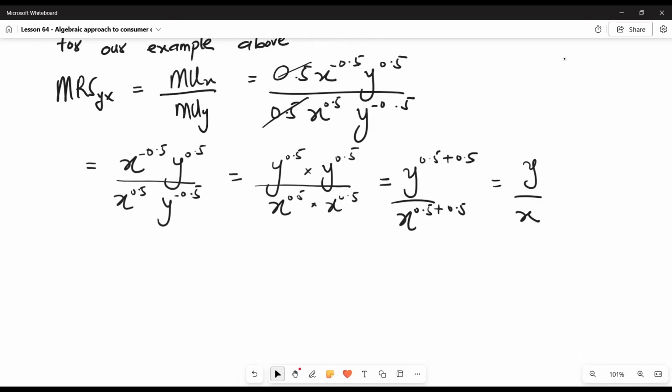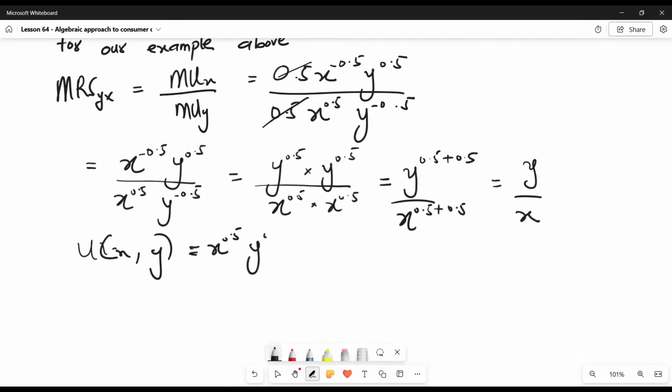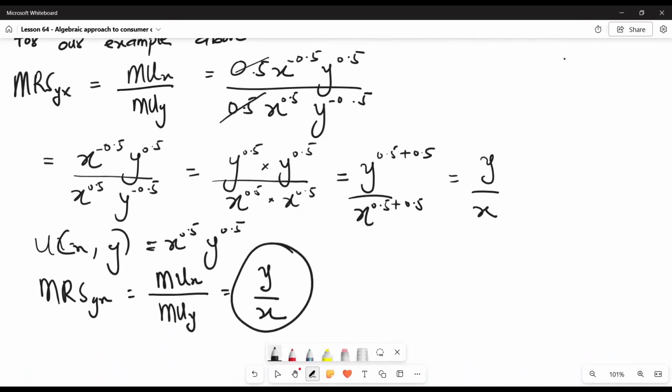So what we have shown here is, given our utility function as x raised to the power 0.5 multiplied by y raised to the power 0.5, our marginal rate of substitution, which is the slope of the indifference curve and can also be written as the ratio of the two marginal utilities, is y over x. So this y over x shows the rate at which the consumer trades off between the two goods. So this is all that we have on our lesson on the algebraic approach to consumer optimization. Now we'll move on in our next lesson to the Lagrange method for finding the consumer's equilibrium.